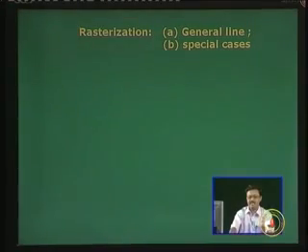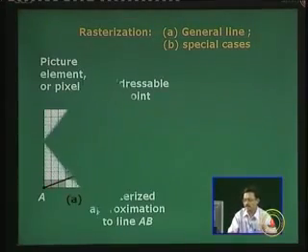Well, we talked of problems in line drawing in terms of what is called a staircase effect, or jaggies, or an aliasing problem. Several of these terms are used interchangeably. They basically mean the same thing. We look into the screen and see two special cases of a line, a general line and a special case.